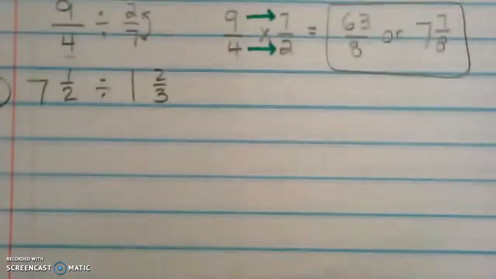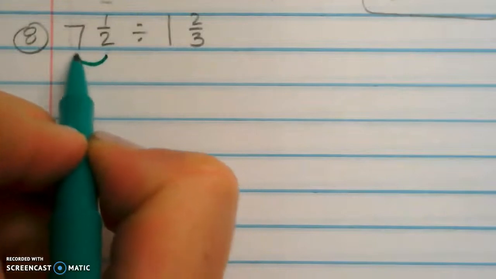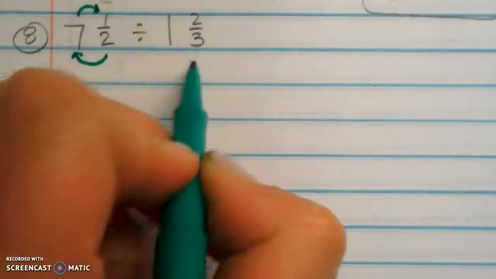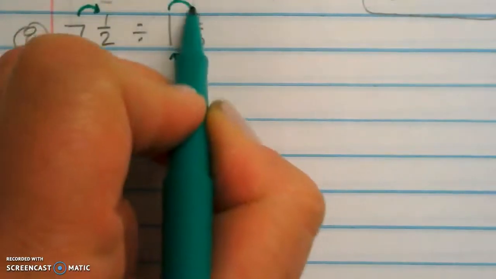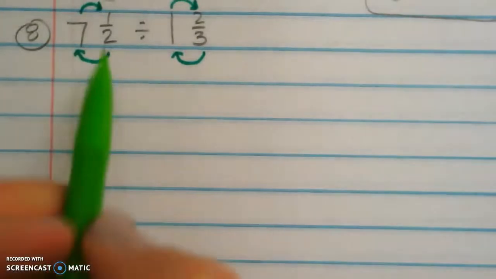All right, the last one I'm going to do with you is number 8 from your homework tonight. And number 8 is 7 1/2 divided by 1 2/3. So both of these fractions are presented to you as mixed numbers. So before you do anything, you have to rewrite them as improper fractions. This problem needs a little bit more work before you can actually solve it. It needs a little bit more preparation.